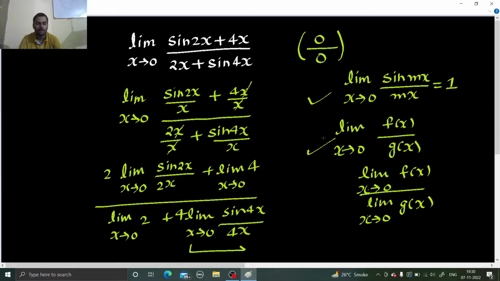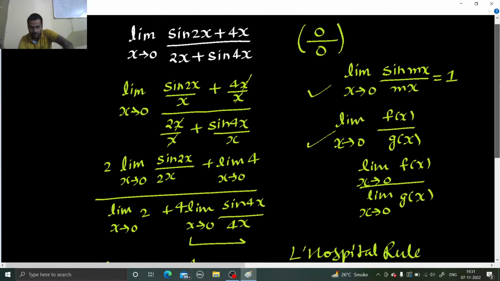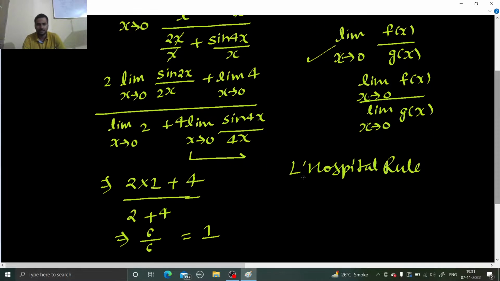Now, as I was saying, because it's a 0 by 0 form, you can also use the L'Hospital rule. Someone says L'Hopital rule as well, that pronunciation doesn't matter. All that matters is whether you know the method or not. The method tells that you separately differentiate the numerator and denominator. So if you differentiate sine 2x, limit x tending to 0, the derivative of sine is cos, and the derivative of 2x is 2.